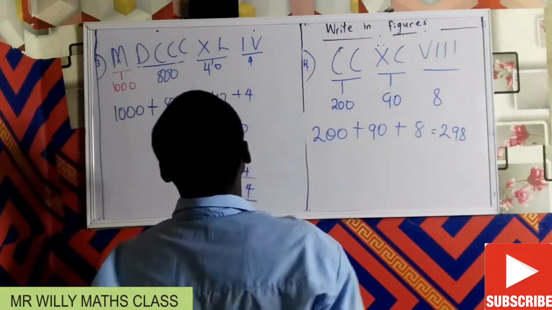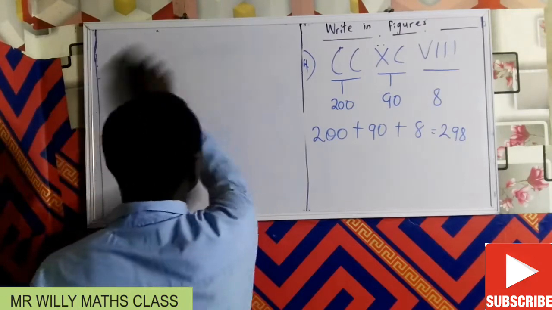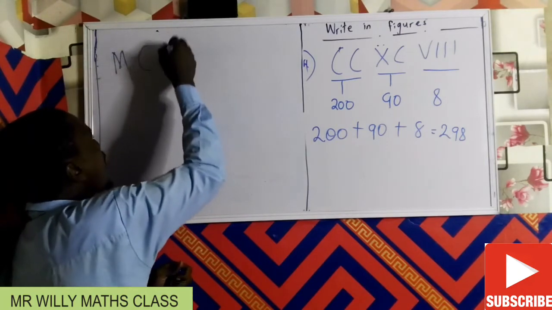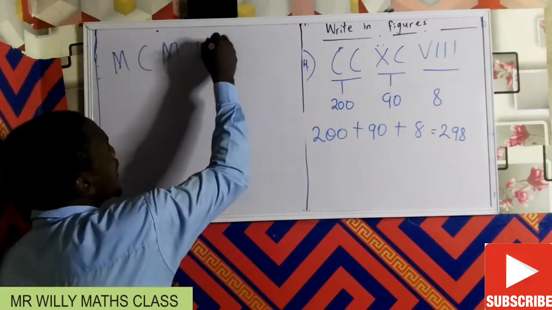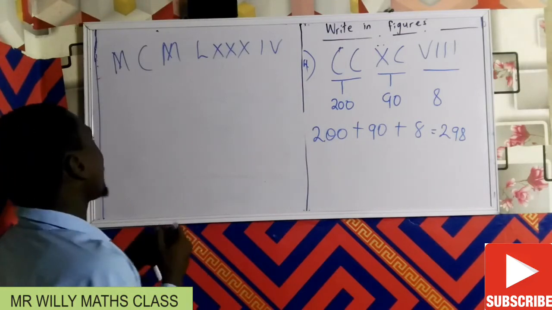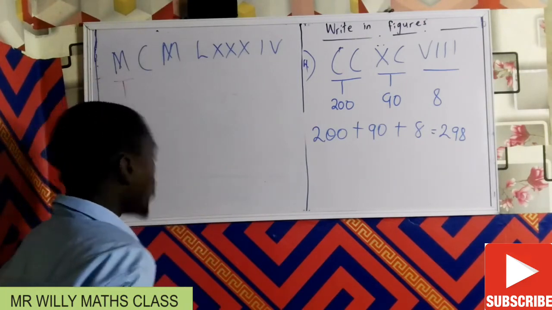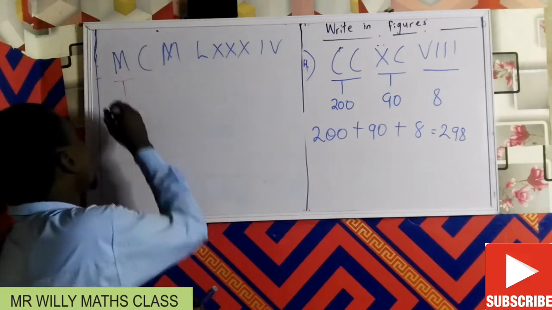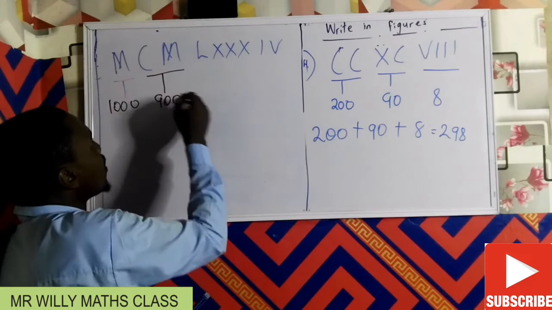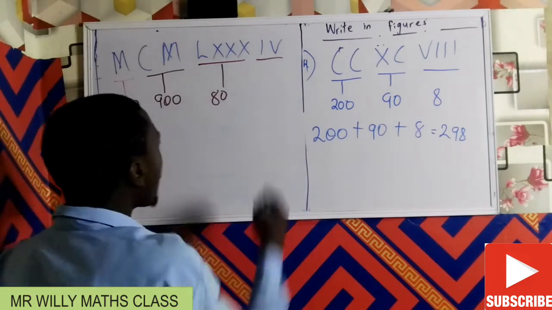Let's have the last example for today's class. If you have MCMLXXXIV, how do you solve it? Start your workings from the left hand side. The first alphabet there is M. Your M is 1000. What's CM? CM is 900. L is 50, 60, 70, 80. LXXX is 80. What's IV? Your IV is 4.